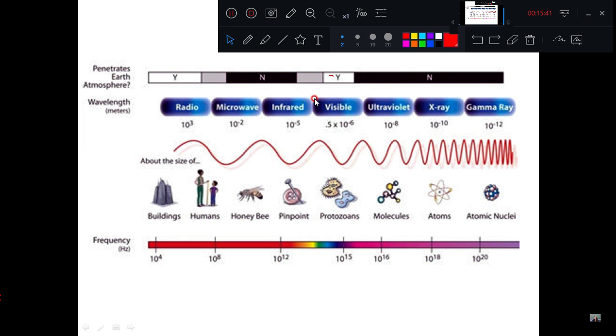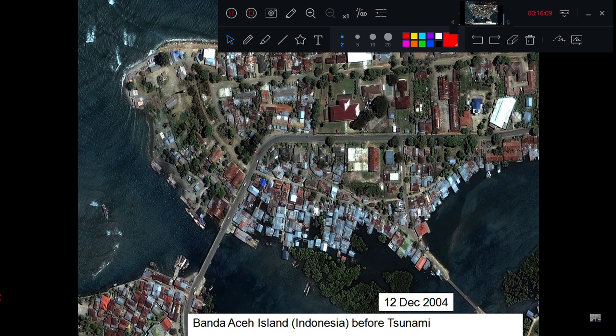Here, whatever is in the visible range, that we can see. The range is given here, right? This is the frequency in hertz. 10 raised to 4 is radio wave, 10 raised to 8 is microwave, then infrared is 10 raised to 12, and 15, 16, 18 and 20 will be the gamma ray. This is how the different electromagnetic radiations are arranged.